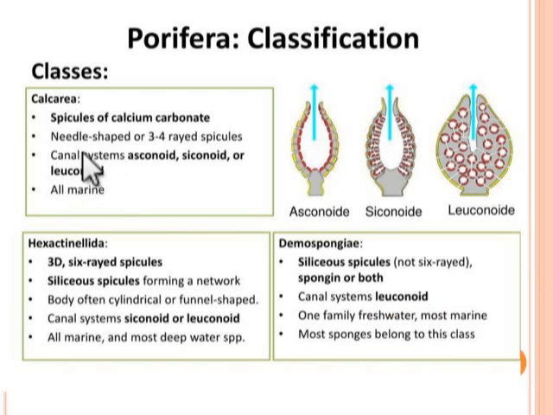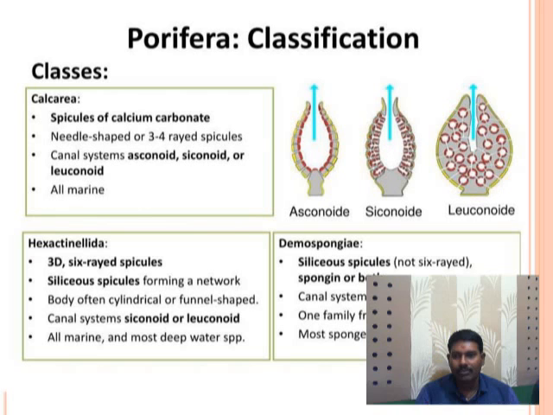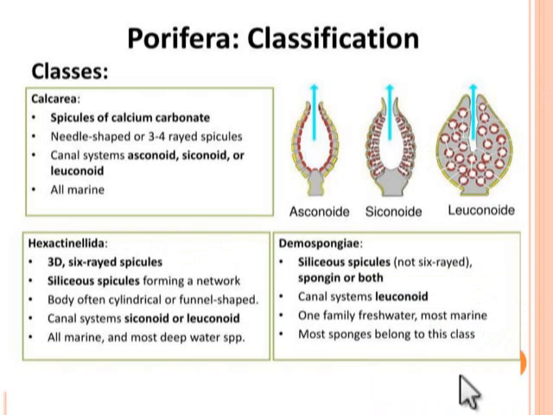Here in Calcarea, needle-shaped and 3 to 4 rayed spicules are present. Here, the 3D six-rayed spicules are present in the Hexactinellida, and in Demospongiae six-rayed spicules are present over here.